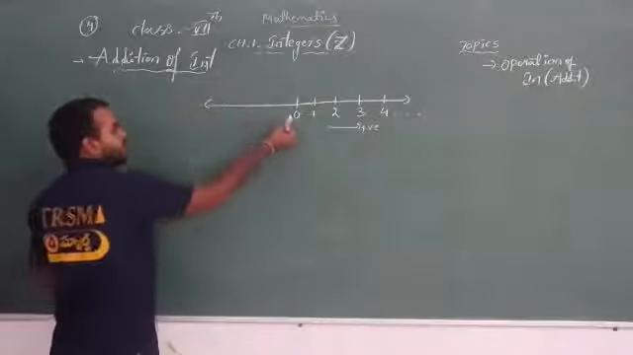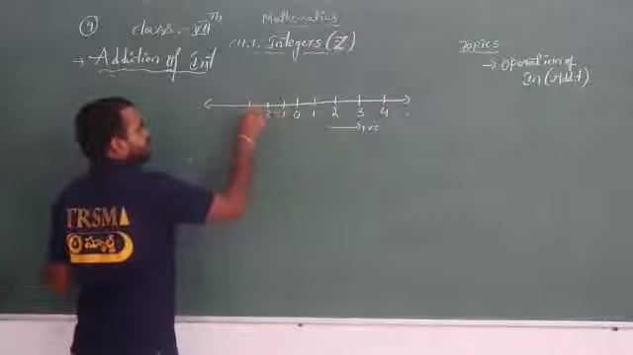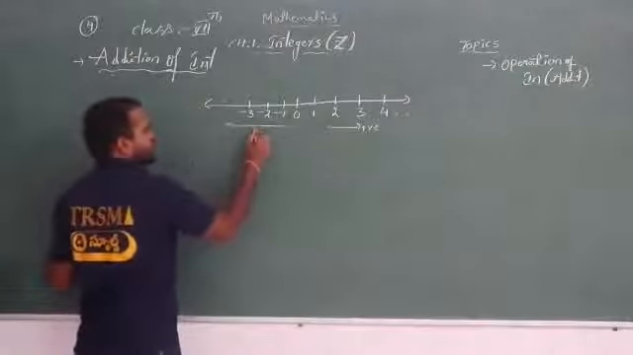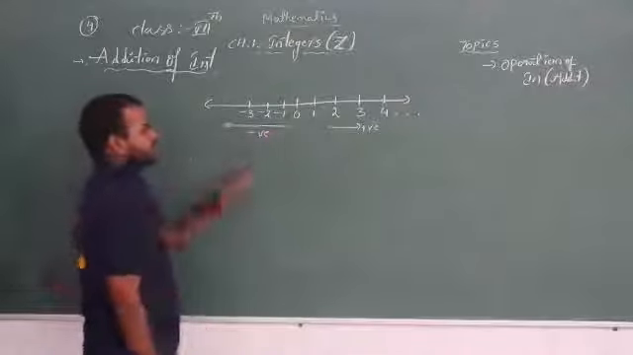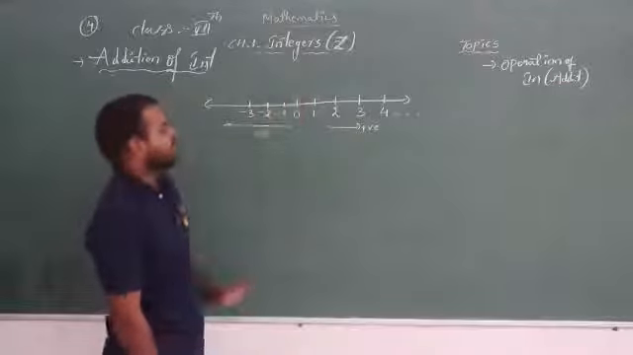On the left-hand side of 0 we have the negative integers: -1, -2, -3 and so on. So these all are negative integers. And 0 is not positive and not negative, it is neutral, it is in the middle.